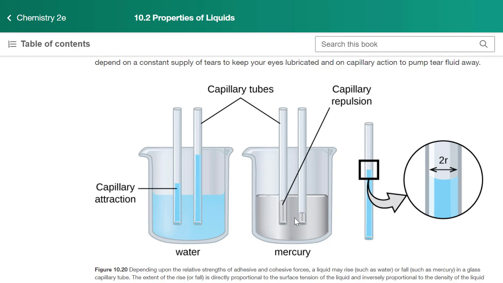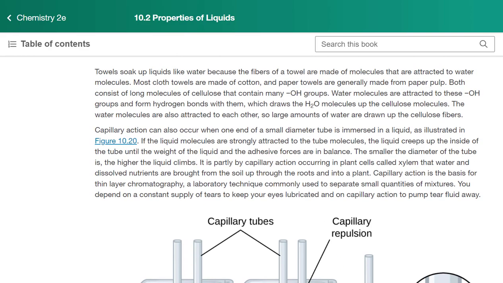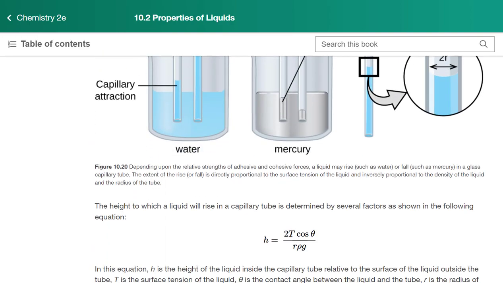But if you do the same thing with mercury, what you would see is that it actually goes down. We have this capillary repulsion, and if it's going down that much, then the mercury on the outside is going up a little bit, so it has to counteract the rise in the mercury on the outside relative to the inside. So that is capillary action.